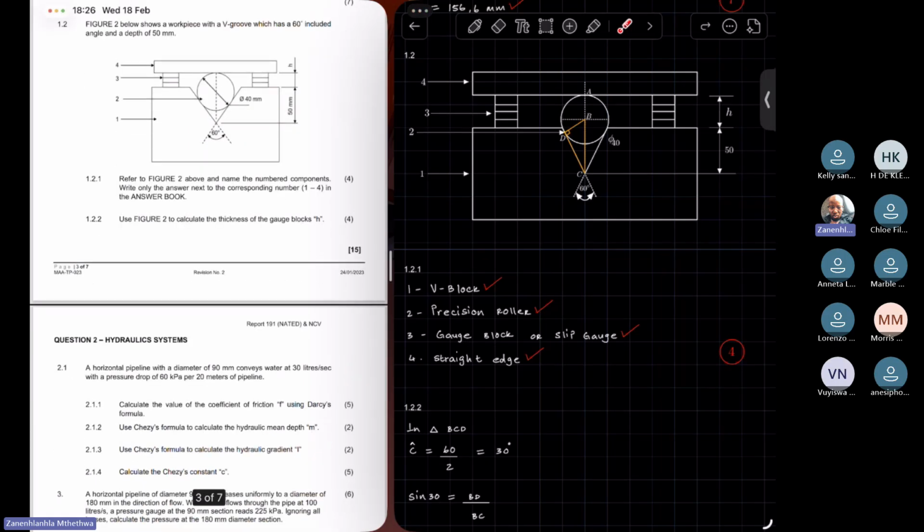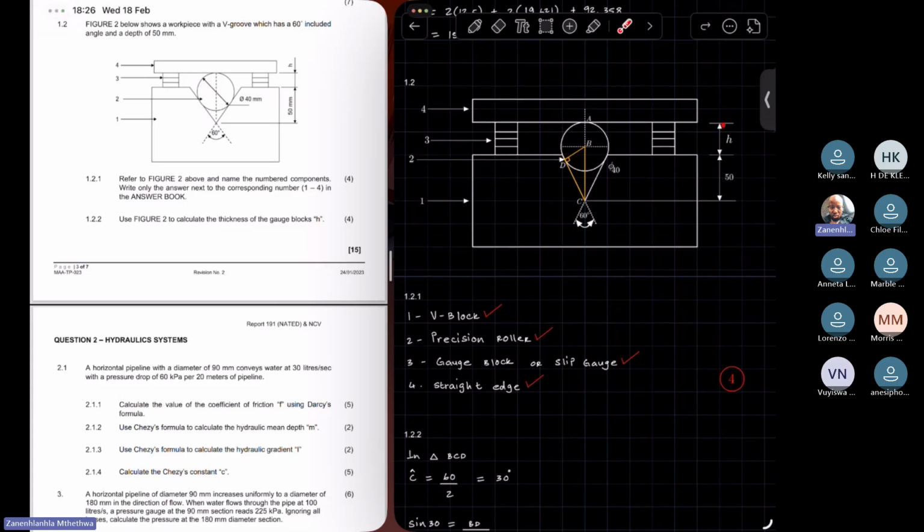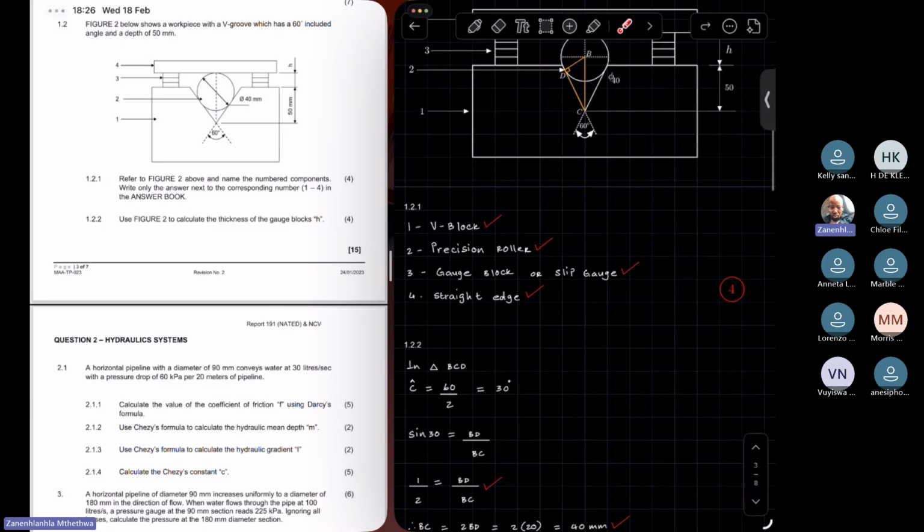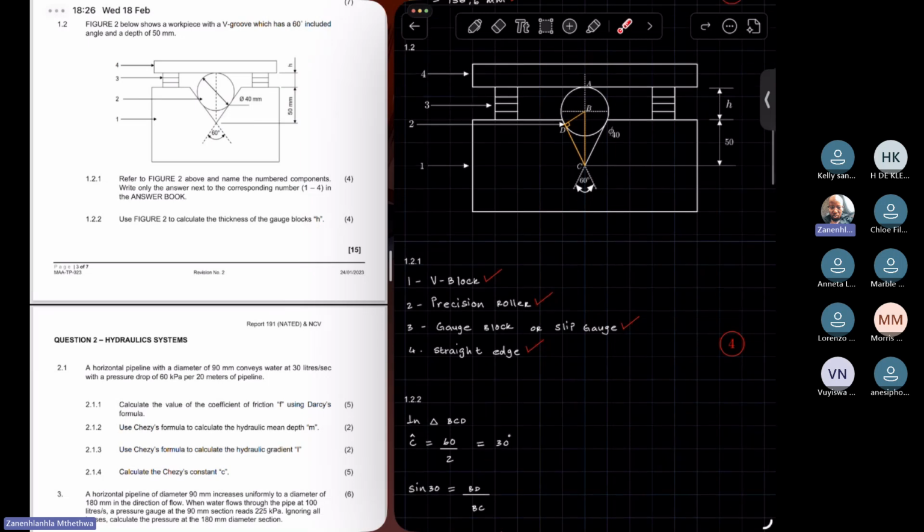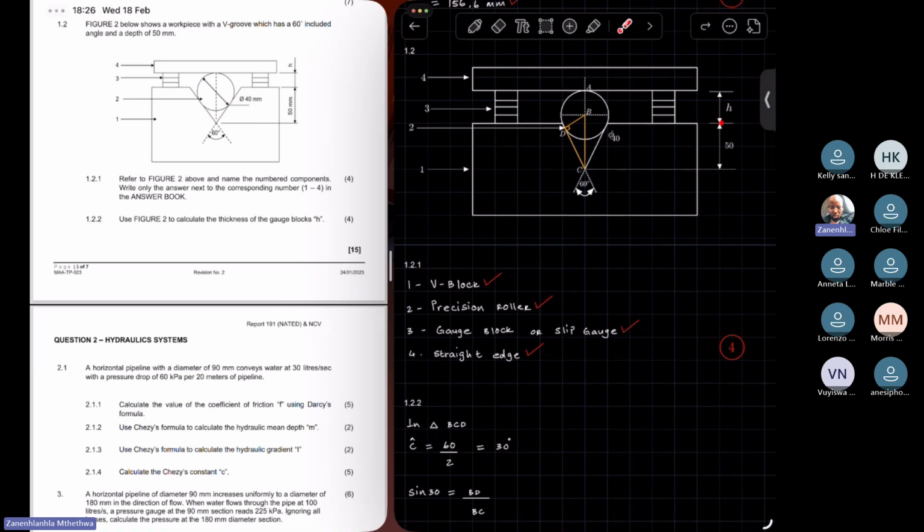And 1.2.2 says use figure 2 to calculate the thickness of the gauge blocks H. So they want us to calculate this here, the height of the slip gauges or the heights of the gauge blocks. All right, again, before attempting your calculation, you look at what you have. You have this H. You've been given this here at 50 millimeters. You've been given the diameter of the roller, which is 40 millimeters.